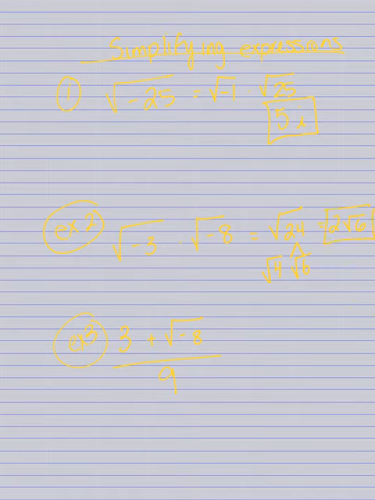The square root of 4 is 2, and the square root of 6, I just let it be. Last but not least, we need to be able to simplify expressions like so. We have 3 plus the square root of negative 8 all over 9. I'm just going to leave the 3, and then the square root of negative 8, I'm going to do in red.